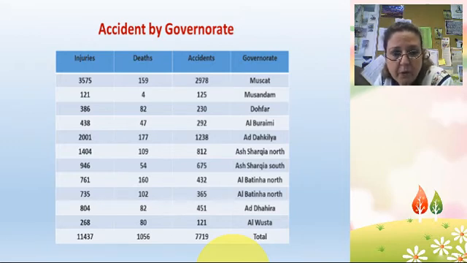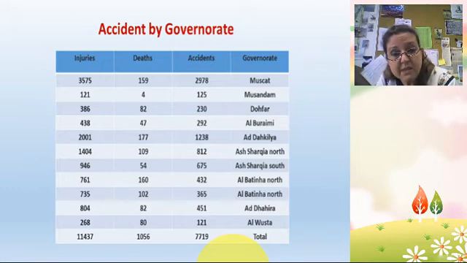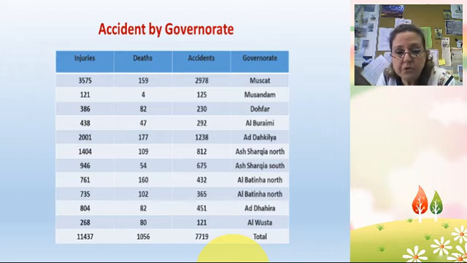But overall, if we look at the statistics, the number of injuries is almost 11,500, with over 1,000 deaths and a total of 7,719 accidents. There are more injuries than accidents because obviously there is more than one person in a car, and so in some of the accidents there might be 4 or 5 people in a vehicle, which could incur 1 or 2 deaths and several injuries.